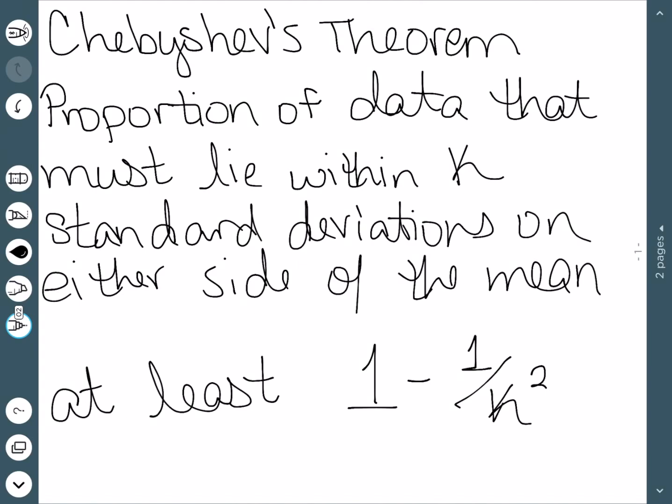And the answer is it's at least 1 minus 1 over k squared. And this is an at least thing. So we don't really know exactly how much, but we do have a bound. We know so much of it must lie within this amount. So let's do some examples and exactly see what that tells us.